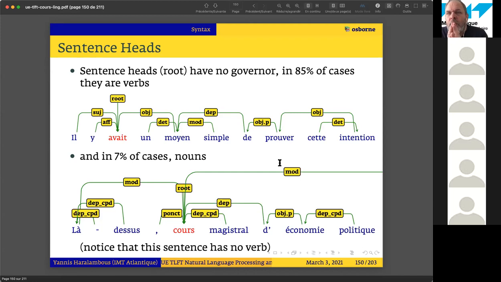Constituents are better suited for tasks where you need to know every detail of your structure. For example, automatic translation. When you translate, you may need every part of the structure of your sentence to build a sentence in the target language.